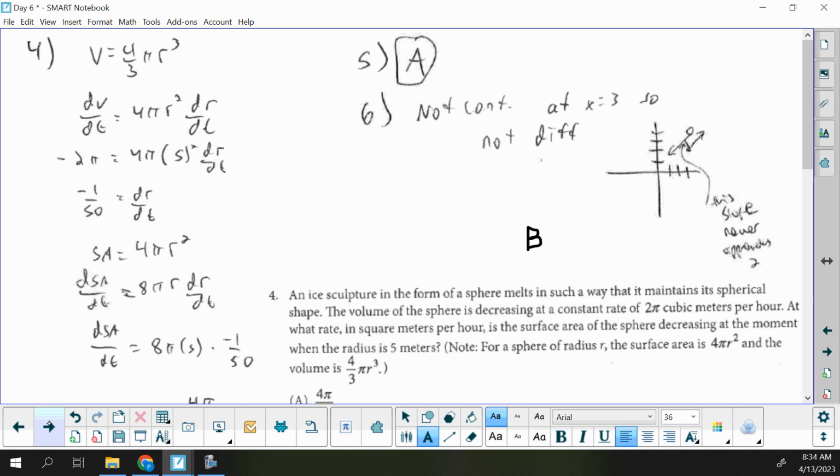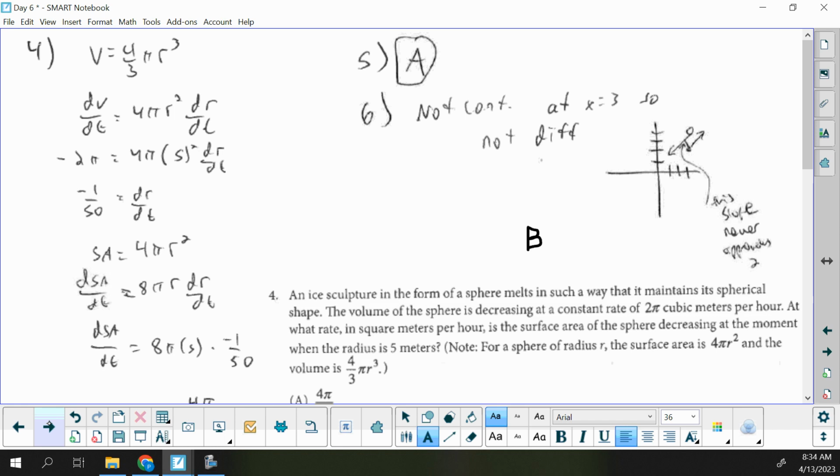In 4, start with your volume of the sphere formula. Notice we've got a rate in terms of time, so we want to take our derivative with respect to time. So we'll have dV/dt, 4 pi r squared, but then you got to do times the dr/dt. The 2 pi cubic meters per hour was decreasing, so when you fill that in, you've got to fill it in as a -2 pi. We wanted the instant that the radius was 5, so fill that in for r, and then work to get dr/dt by itself. You get -1 over 50 or -0.02 if you did it in decimal form.